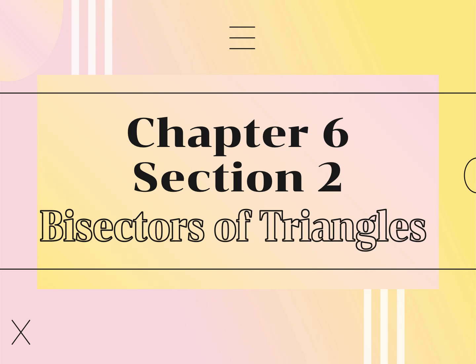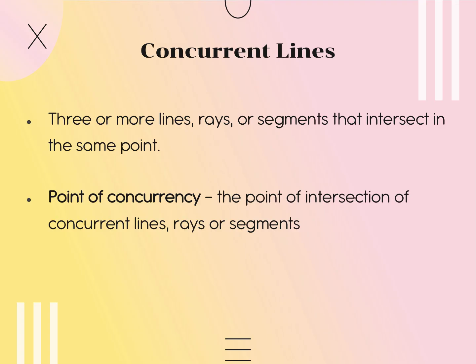So today we're going to cover chapter 6, section 2. Today we're going to learn about bisectors of triangles. So the first thing we need to do before we begin looking for these specific points of concurrency is define what concurrent lines are and what a point of concurrency is.